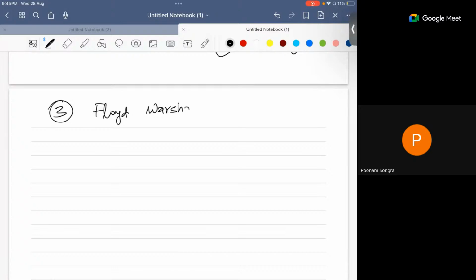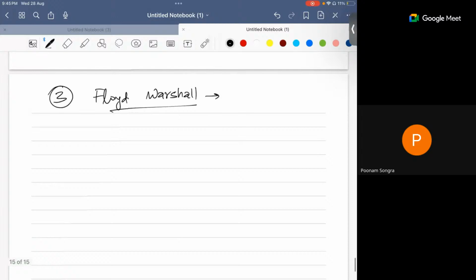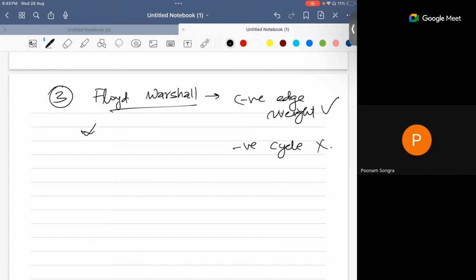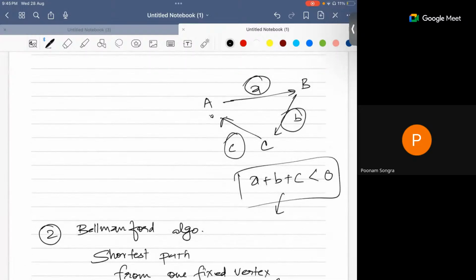The third is Floyd-Warshall. Here, this will help you to calculate the shortest path from any vertex to any other vertex. Here also the negative edge weight will work, negative cycle will not work. Here the benefit is you can calculate the distance from any vertex to any other vertex. Then why are we not using Floyd-Warshall itself? Because the time complexity is better for the Dijkstra algorithm.